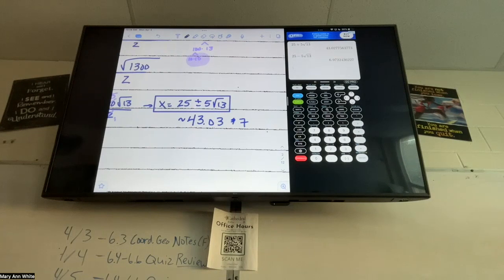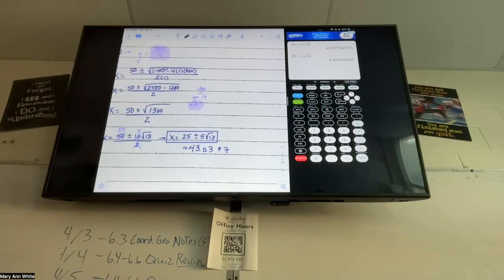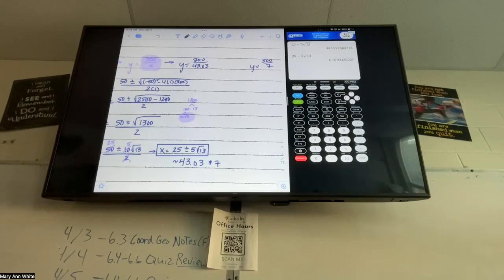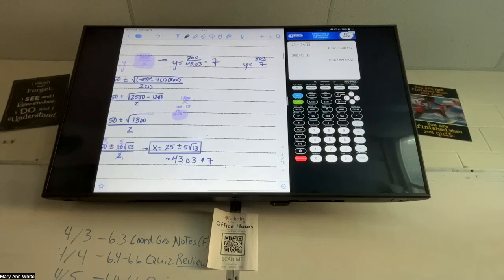All right, the last thing we're going to do with this problem: if we were just asked to solve it, we would be done with our x's. Before we go, let's plug it into our y's. So let's make sure our y is going to be 300 divided by 43.03, and then y equals 300 divided by 7. The first one gives us about 7, and then 300 divided by 7 is about 43. So they're about the same answer. If we were to do ordered pairs, it would be (43, 7) and (7, 43).